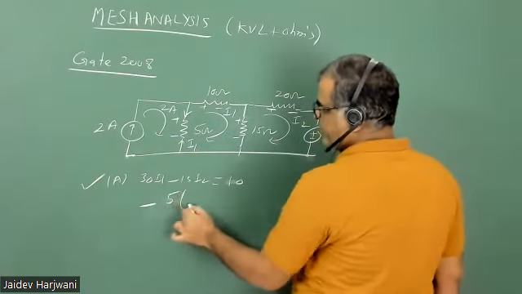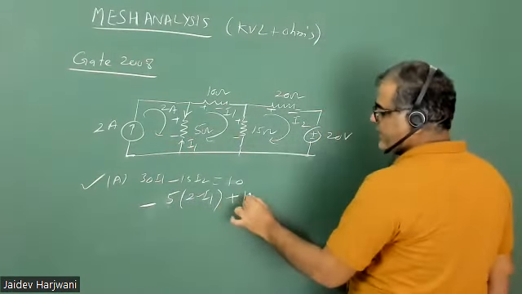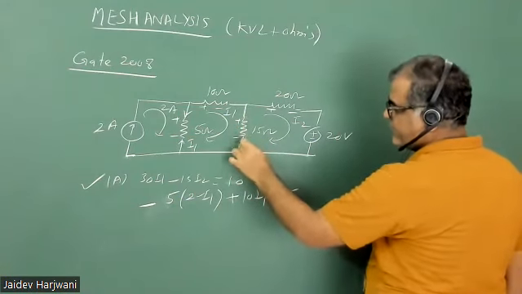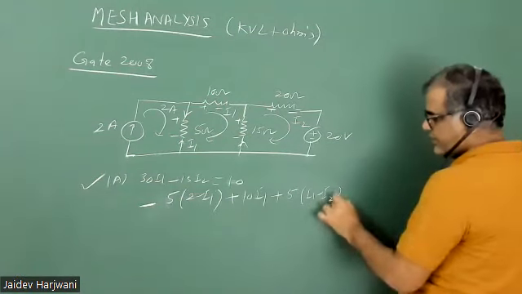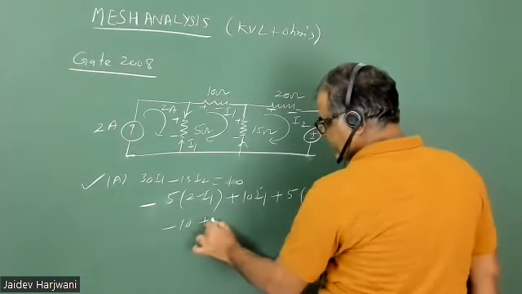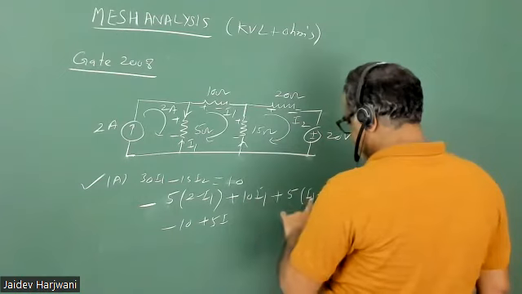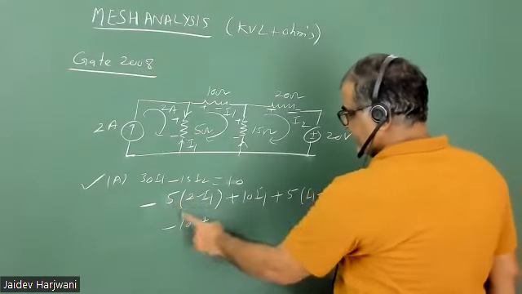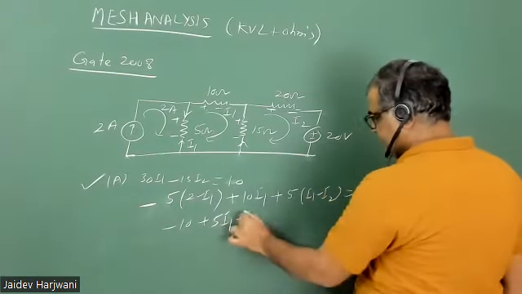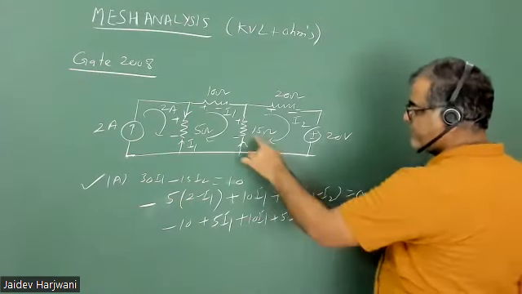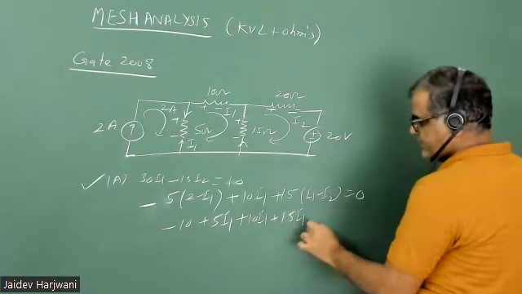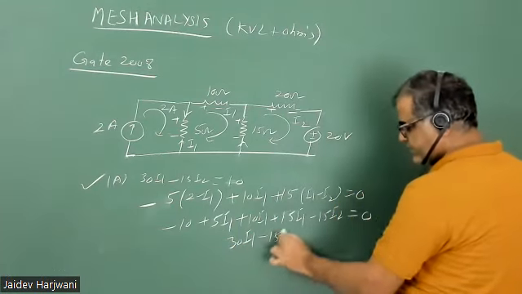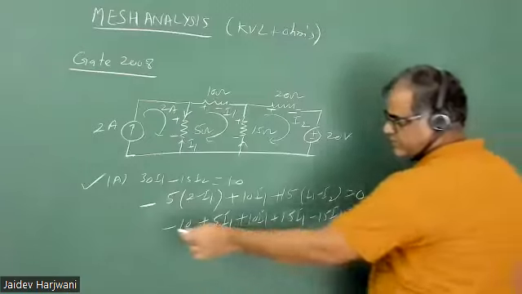Minus 5 times (2 minus I1), then I write here 10 I1. Then I come here again, I write 5 times (I1 minus I2) equals 0. So this becomes minus 10 plus 5 I1 and 10 I1, that is 15 I1, and minus 5 I2 comes here. Is there any mistake? Minus 5 times 2 is minus 10, plus 5 I1, plus 10 I1, 15 I1. Yes, 15 I1 is correct, and minus 15 I2 equals 0. So 30 I1 minus 15 I2 equals 10. So option A is correct.